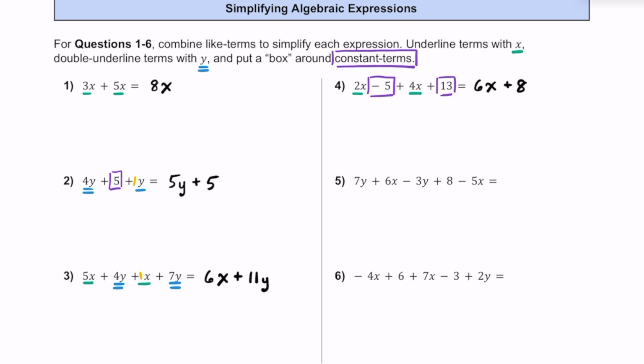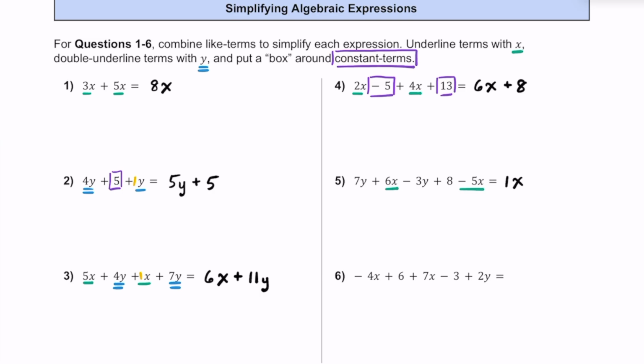All right, so let's start with our x terms. So we have 6x, and we have this minus 5x. Keep in mind, that's going to be a negative 5x. So if you combine those, 6 minus 5 is going to be 1. So I'm going to say we have 1x here.